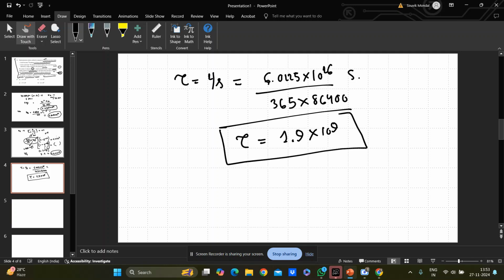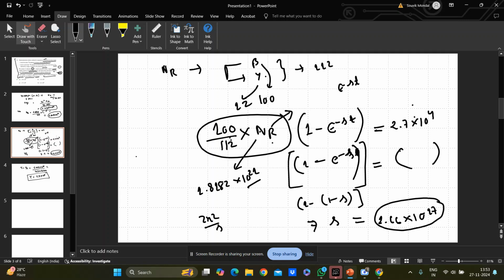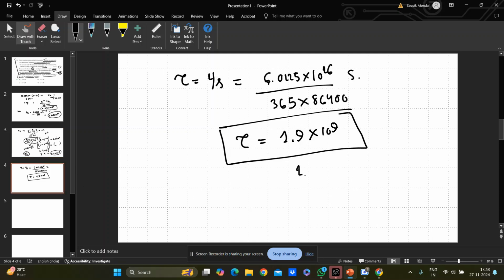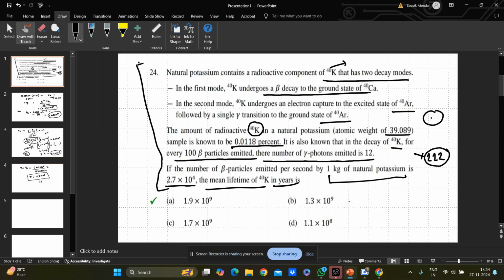And this is the silly mistake test: they are asking you mean lifetime, but if you calculate the half lifetime by mistake, using the formula log 2 by lambda, then you will arrive at 1.3. You do all the great job, and by simply doing a silly mistake, you can arrive at this wrong answer. So be careful about the statements of the question, that they are asking mean lifetime. Okay, so this is a long statement, like a JEE type problem.